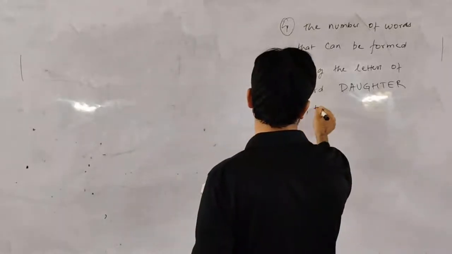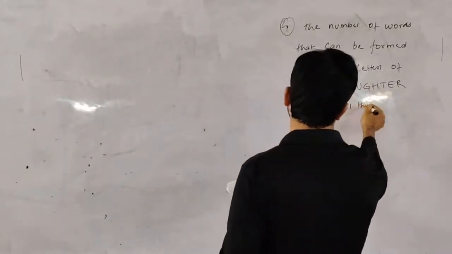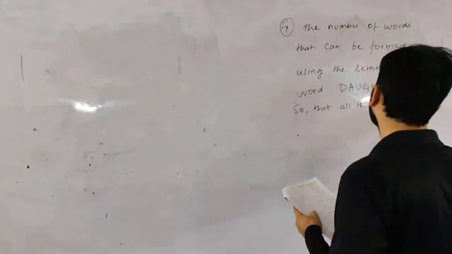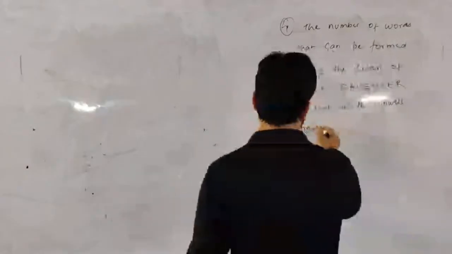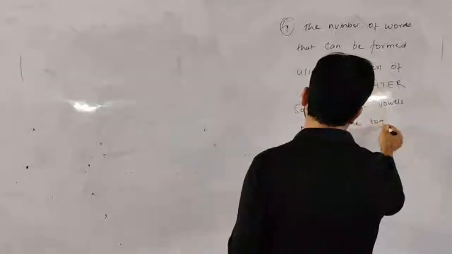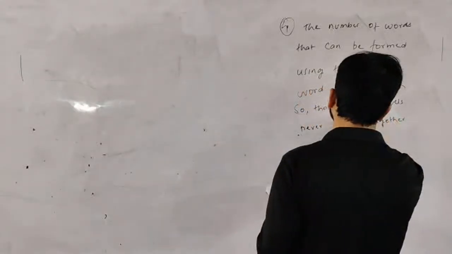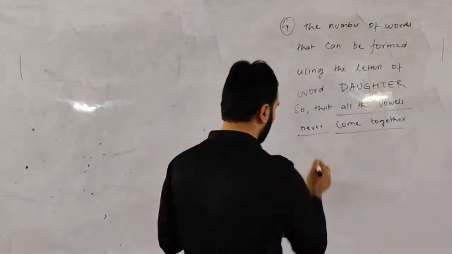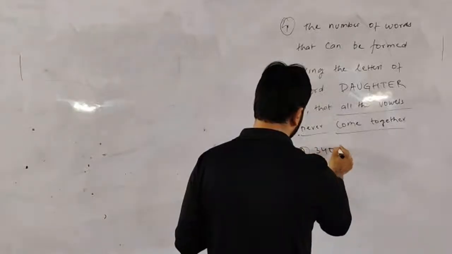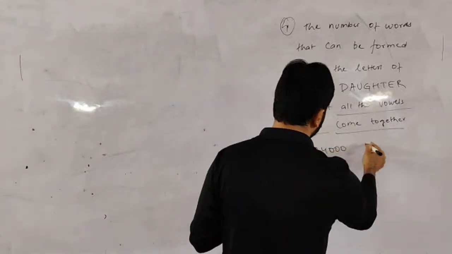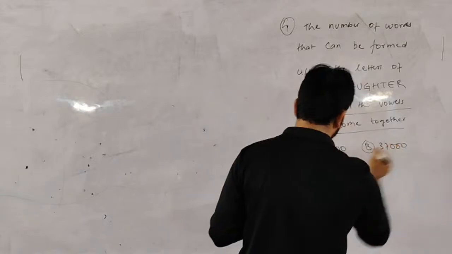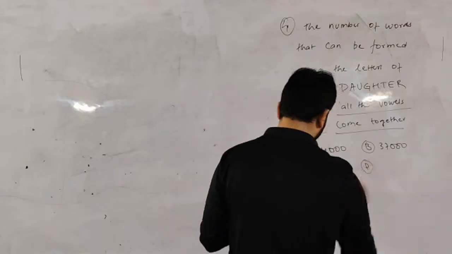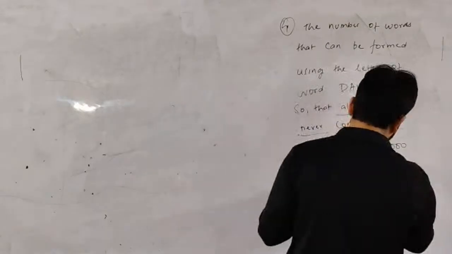So the condition is that all the vowels never come together. Now see the condition. The options are given as A, 34,000, B, 37,000, C, 36,000, D, 35,000.